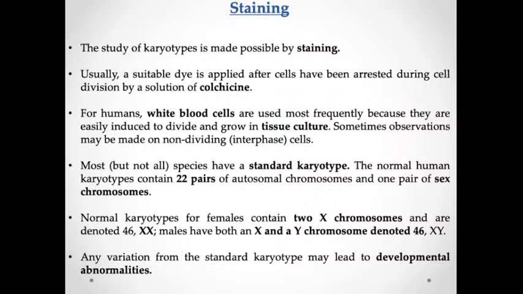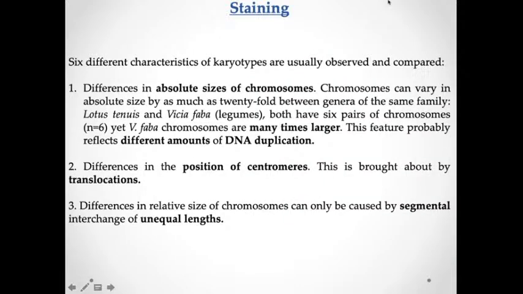Most species have standard karyotypes. The normal human karyotype contains 22 pairs of autosomal chromosomes and one pair of sex chromosomes. The normal karyotype for female contains two X chromosomes and is denoted 46,XX, and males have both X and Y chromosomes, denoted 46,XY. So if there is any difference in the standard karyotype, it may lead to developmental abnormalities. The absolute sizes of chromosomes can vary up to 24-fold between genera of the same family, and this feature probably reflects different amounts of DNA duplication.